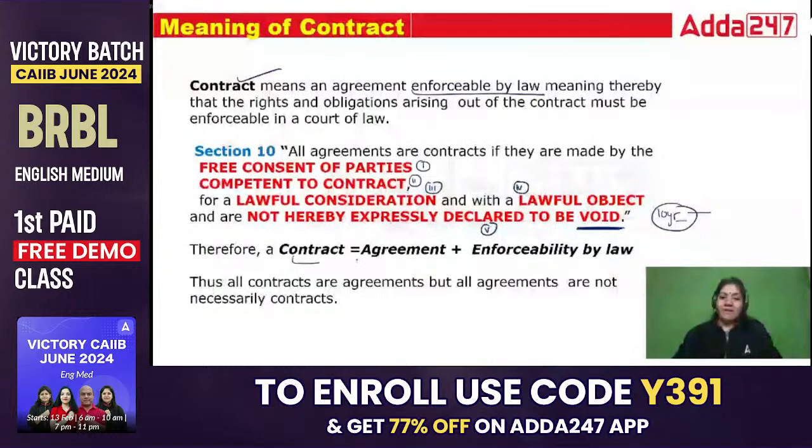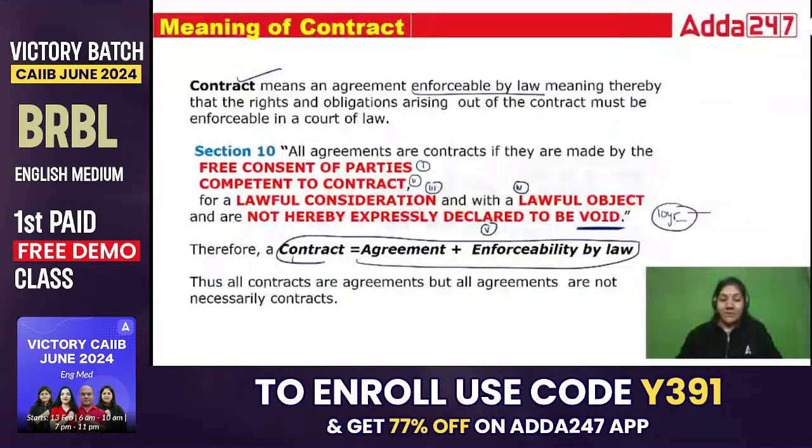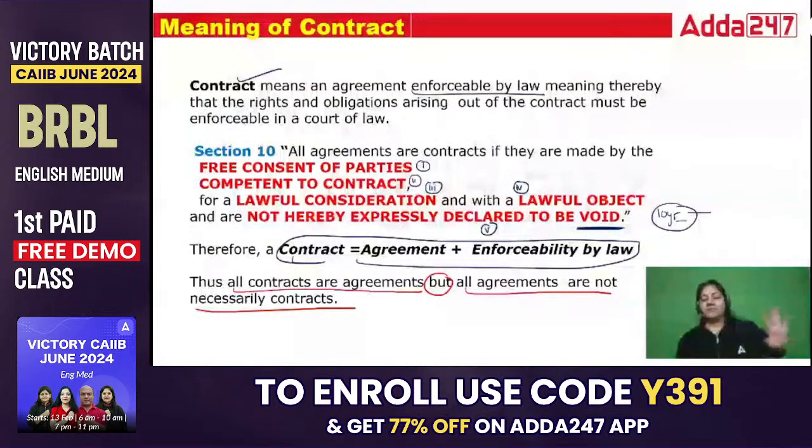So contract is agreement plus enforceability by law, same formula that we have done. Now, you have to tell me, class, this sentence meaning. All contracts are agreement, but all agreement are not necessary contract. Explain this sentence. If you will explain this sentence, it means the contract term is done. Just write it down. What do you mean by this term?